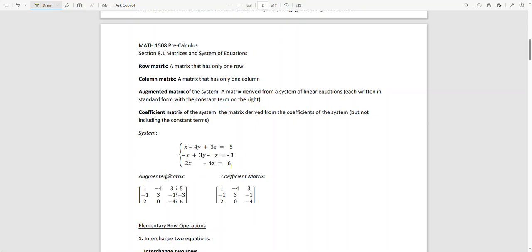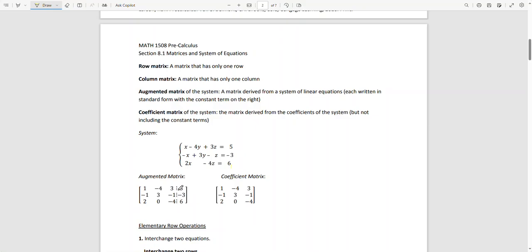So we'll have -1x plus 3y minus 1z equals -3. 2x's, 0y's, minus 4z equals 6. And this is the augmented matrix. It gives you the entire system.